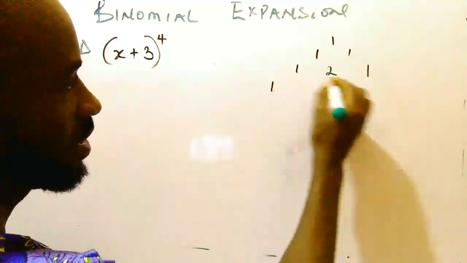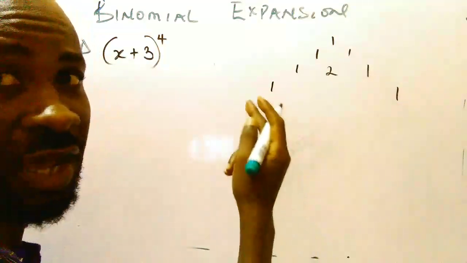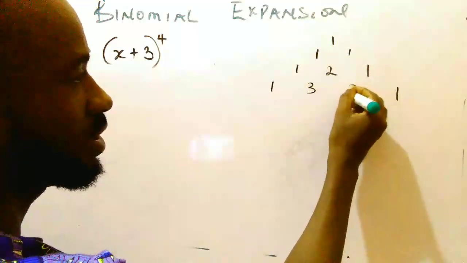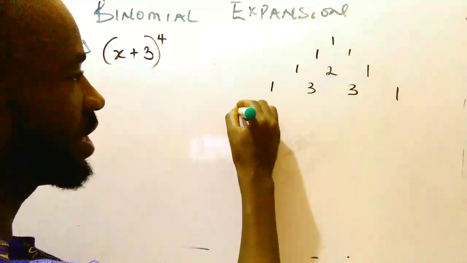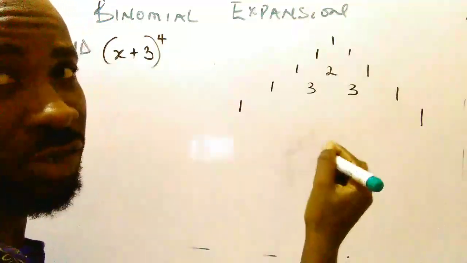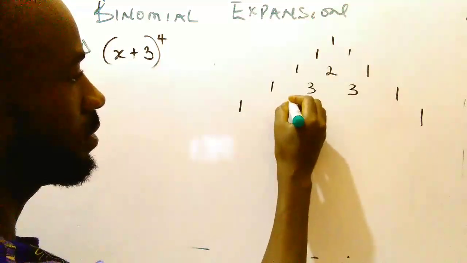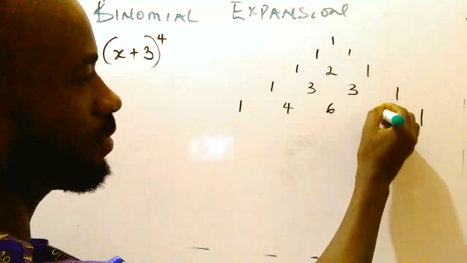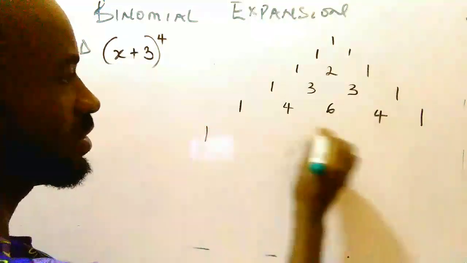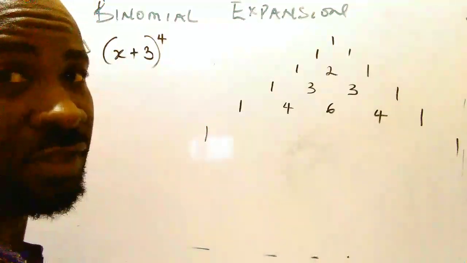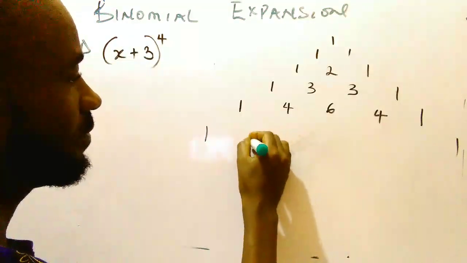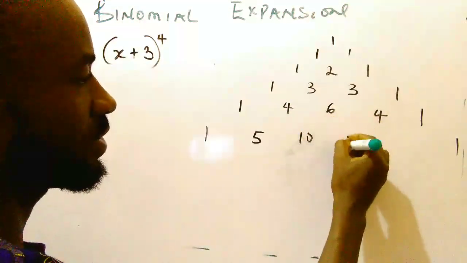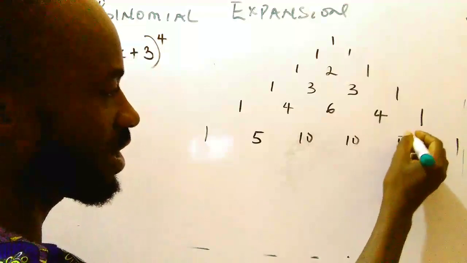I expand the 1 again from both ends. I add up the middle term, 1 plus 2, 3. 2 plus 1, 3. I expand the 1 from both ends again. I add up the middle term, 1 plus 3, 4. 3 plus 3, 6. 3 plus 1, 4. I expand the 1 at both ends again. 1 plus 4, 5, 4 plus 6, 10, 6 plus 4, 10, 4 plus 1, 5.